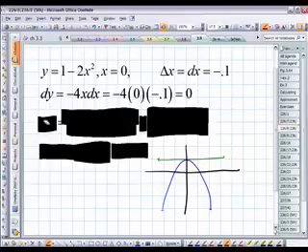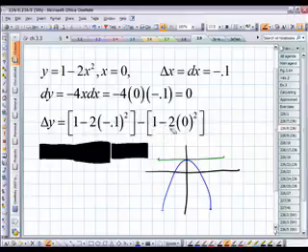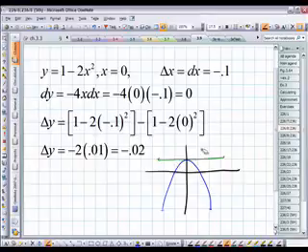Now if you do delta y, that's going to be the exact change in y. We started at 0, and we went negative 0.1, so that means our final x value is negative 0.1. So it's 1 minus 2 times negative 0.1 squared, minus, because you subtract your y values, 1 minus 2 times 0 squared, and you simplify it, and you get negative 0.02.